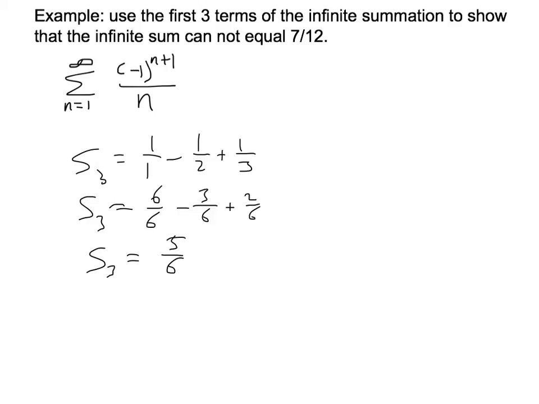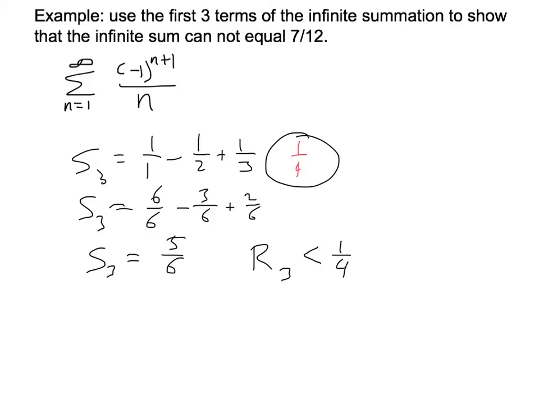So this is the sum of the first 3 terms, and now the question is, how far off could this approximation be? How far away from the real value of this infinite sum could we possibly be? Well, we know that the remainder from those first 3 terms has to be less than the next term in line. And the next term in line, the first one that we didn't include, was 1/4, right? So my remainder has to be less than 1/4.